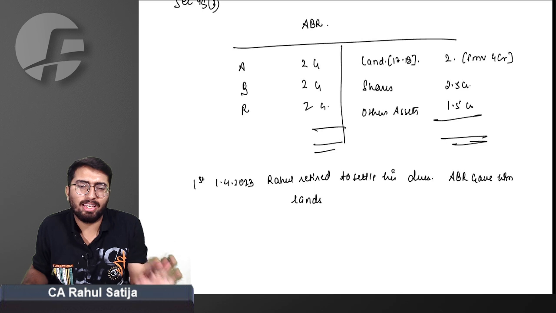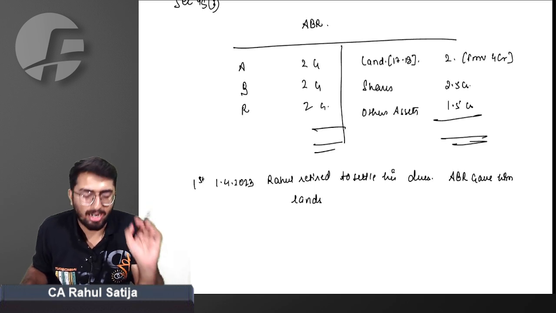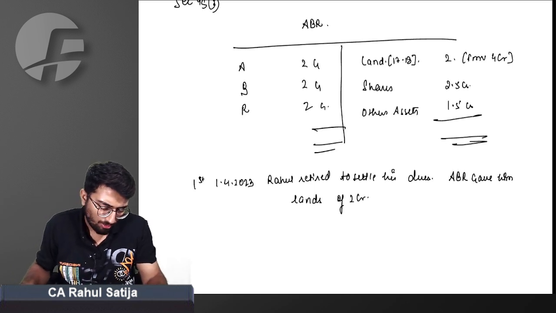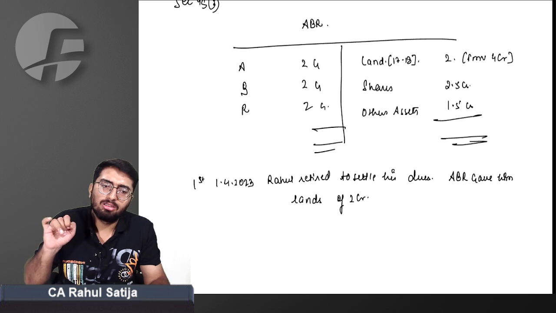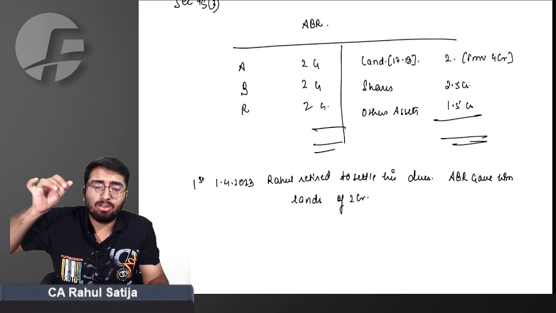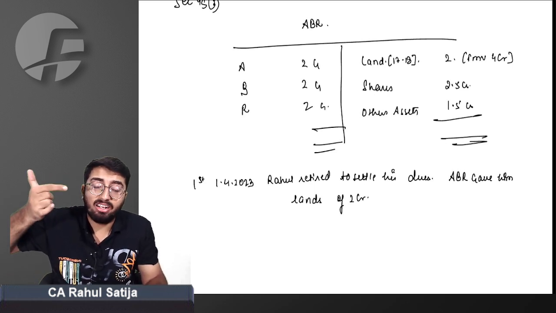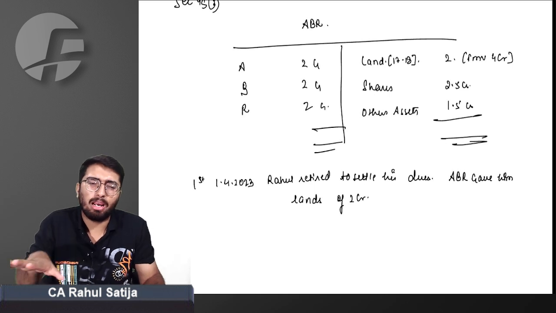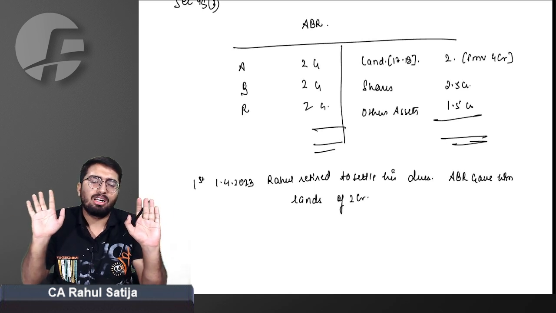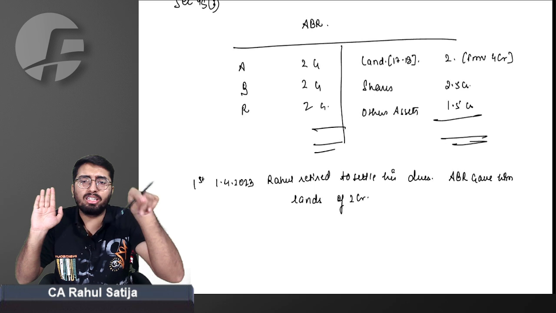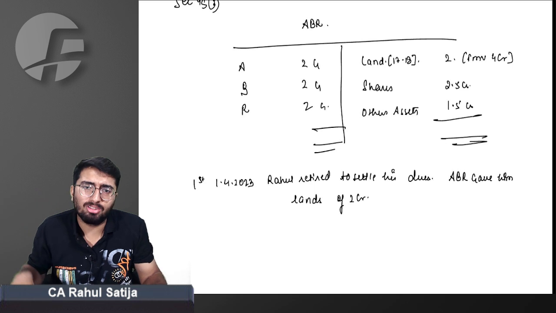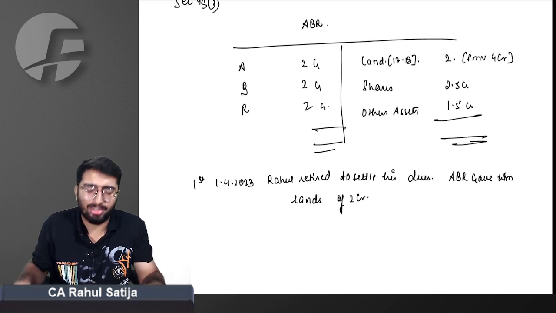This is how the government wants you to think. Let's focus on that portion. The government wants to ask: if this land were not given to Rahul and were sold to an outsider, what capital gain would have accrued to the firm? Just calculate the capital gain.